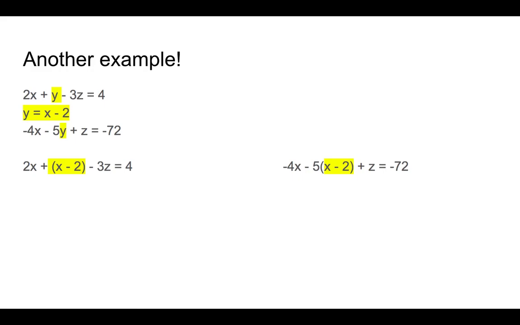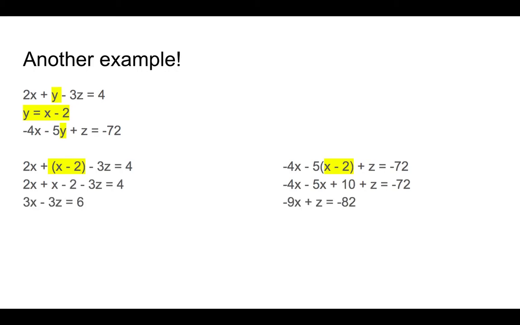So I put the y into the first top equation, and then over here on the right, I put the y in for the second equation. I dropped x minus 2 in. Now, in both cases, I just need to do some simplifying. So on the left, I didn't have to do much other than drop the parentheses. I gathered my x, gathered my z, and I moved the minus 2 to the other side to join the 4. On the right, I distributed the negative 5. I gathered my x terms, I gathered my z terms, and I moved the 10 over to join its buddy, negative 72.